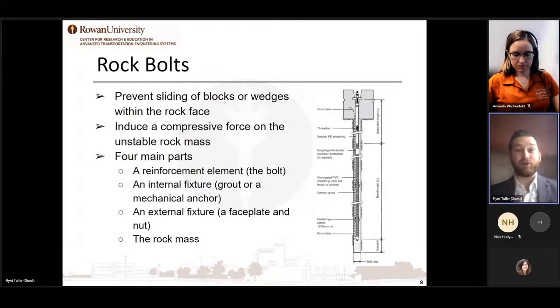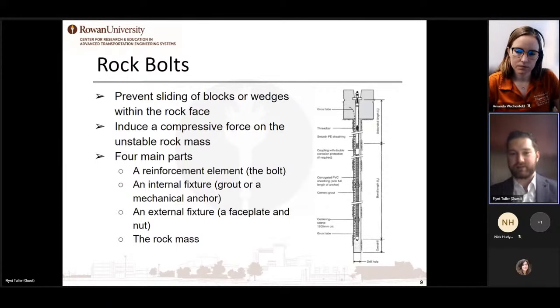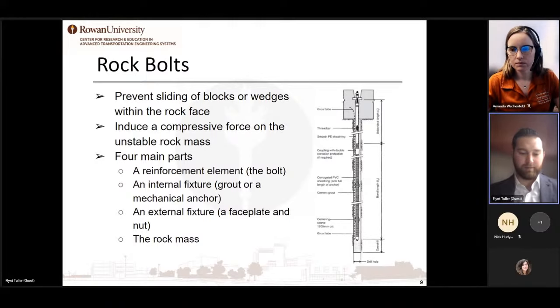Rock bolts are the gold standard of slope stabilization. They're the technology that's been around the longest and is used most commonly. Essentially, they prevent the sliding of blocks or wedges within the rock face. A bolt is shot through the unstable section of the rock face into a stable part behind wherever the instability of the rock mass is. It anchors in behind there, and a compressive force is induced on that unstable mass, bringing it together into a tighter fit and adding that extra stabilizing measure.